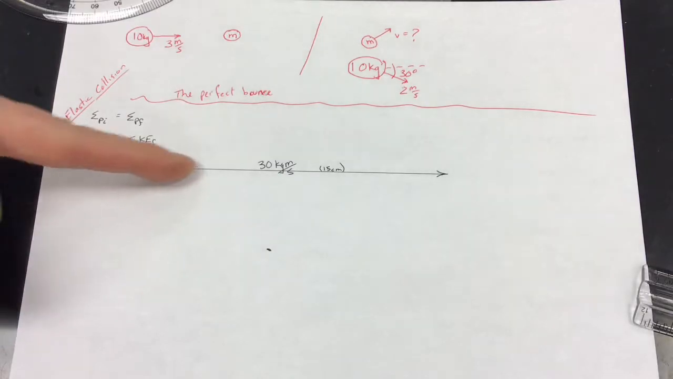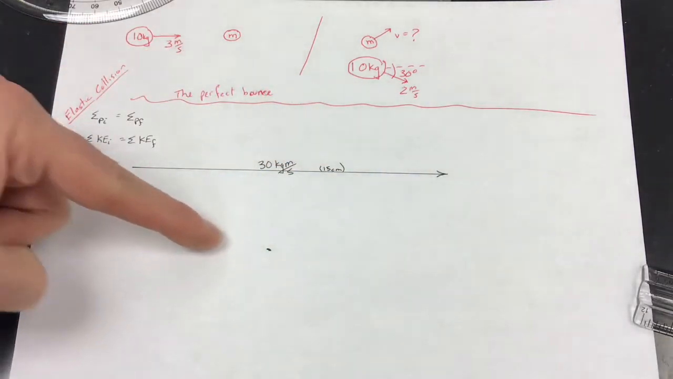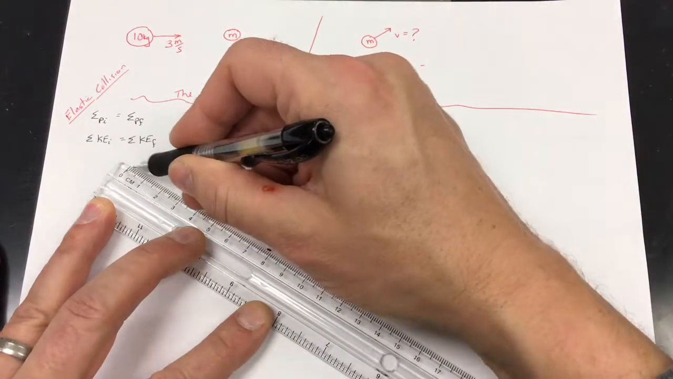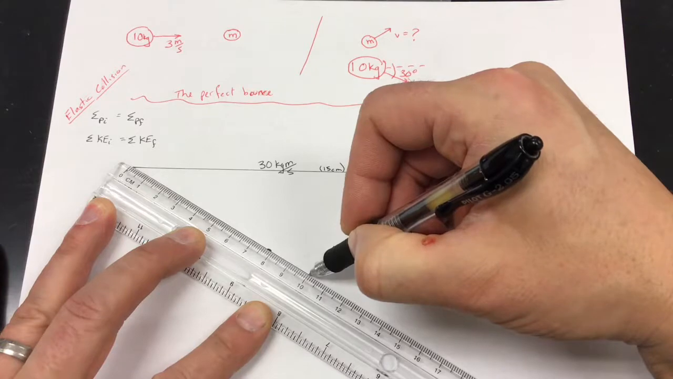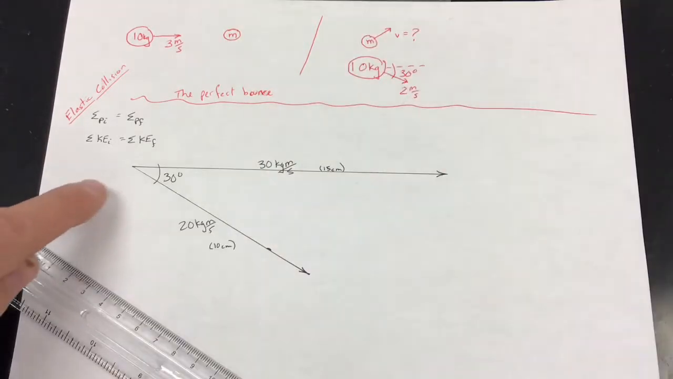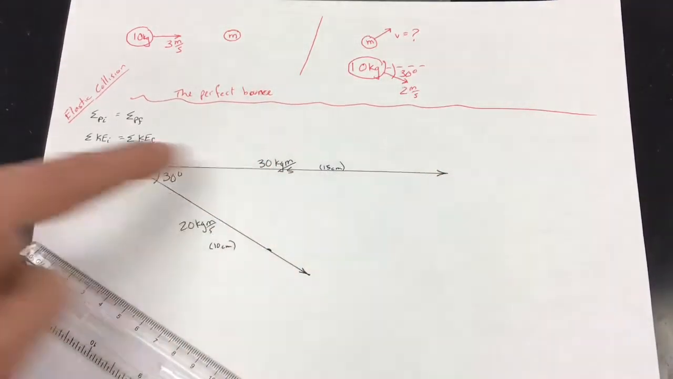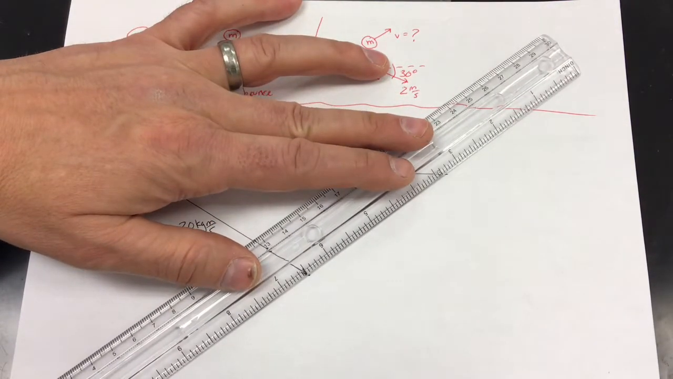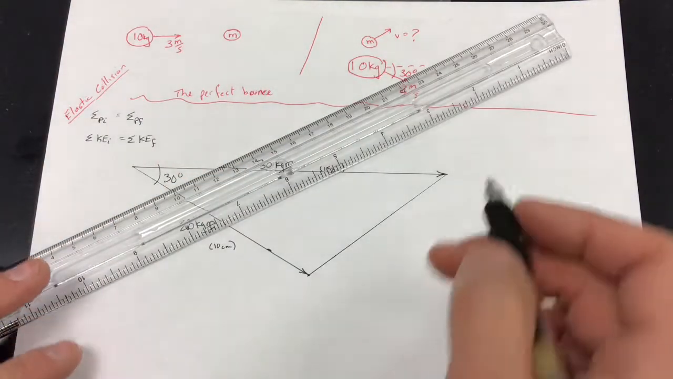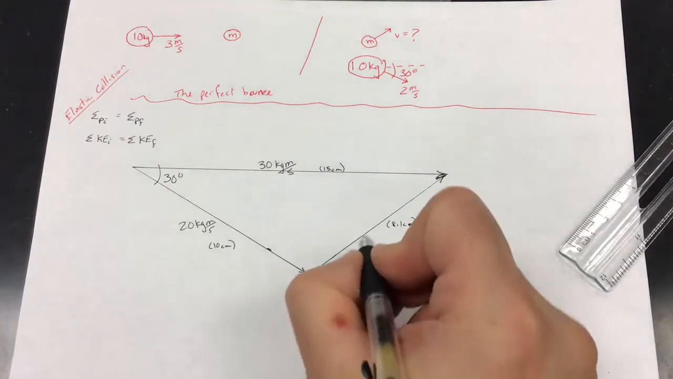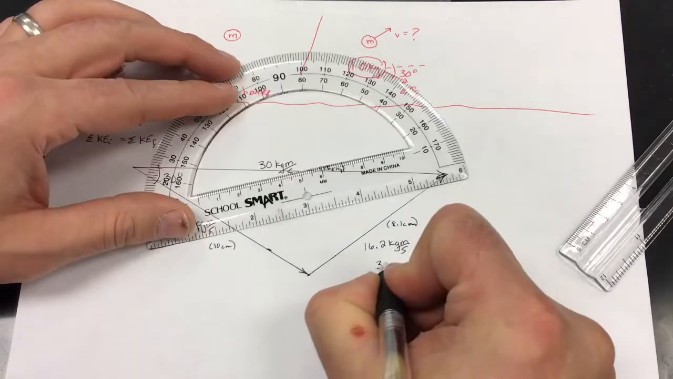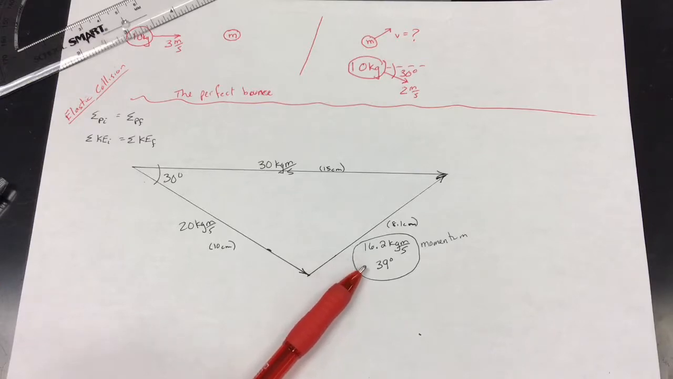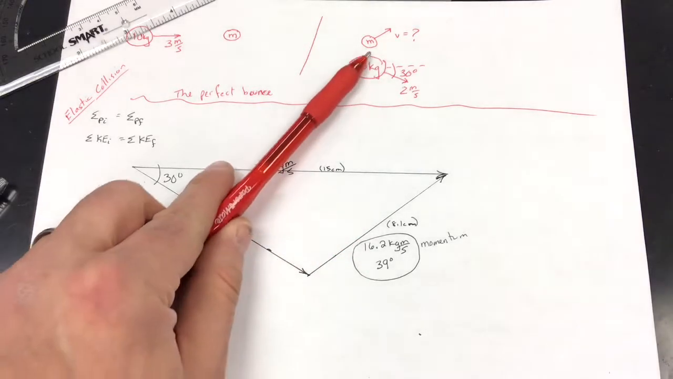It's going to be this, that sum is equal to this, which is that one, plus that. And it's this plus that gives me that. So all I have to do now is connect these two and measure the direction and the magnitude. 8.1 centimeters. So here's the momentum: 16.2 kilogram meters per second at 39 degrees is the momentum of that unknown mass.